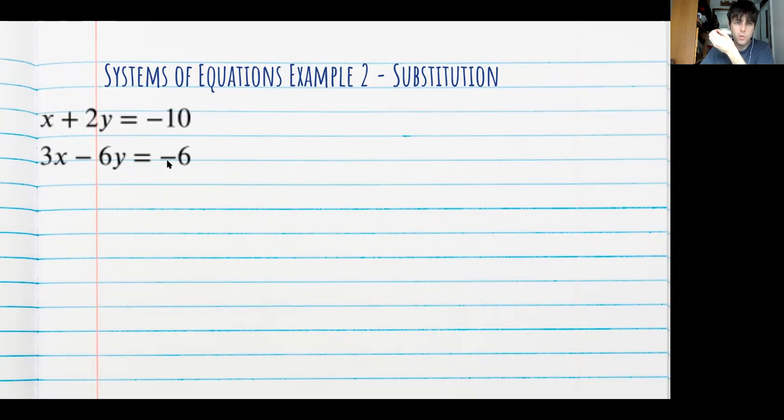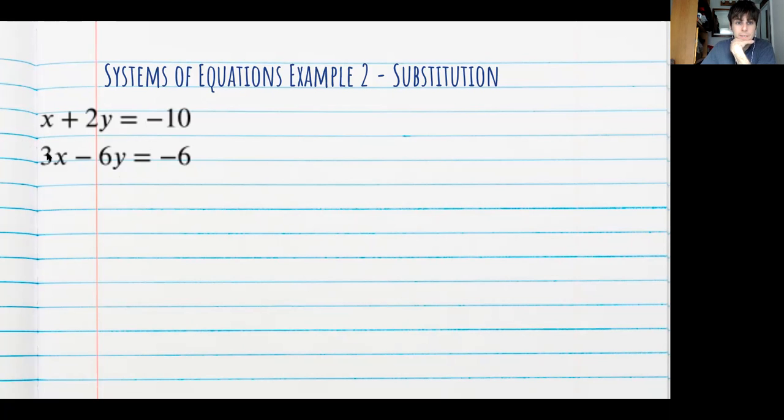I need to pick one of these equations and solve it for one of the variables. Doesn't matter which one. I can go either way. I could solve for y, I could solve for x. I kind of want to just do whatever looks easiest in either equation. So I have to do some deciding here to figure out which one.